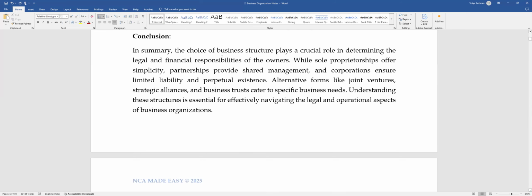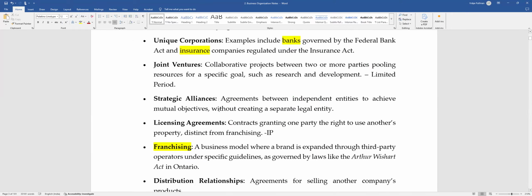So the choice of business structure plays a crucial role in determining the legal and financial responsibilities of the owners. The sole proprietorship offers simplicity, partnership provides shared management, and corporations ensure limited liability and perpetual existence. Alternative forms like joint ventures, strategic alliances, and public trusts cater to specific business needs. Understanding this structure is essential for effectively navigating the legal and operational aspects of business organization. So this comes to an end of chapter 1.